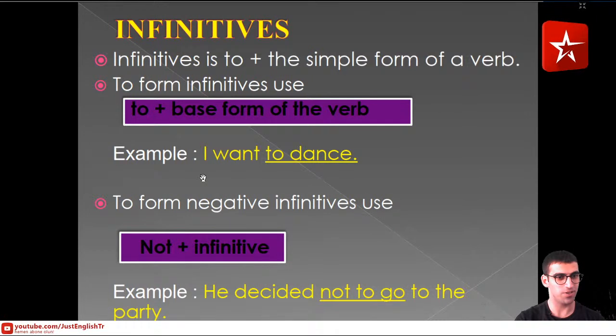Then you can continue. You can go wherever you want. You can go shopping.